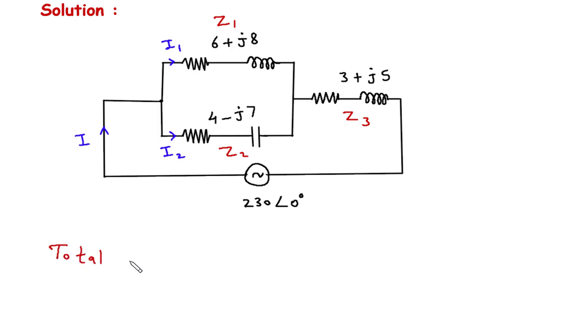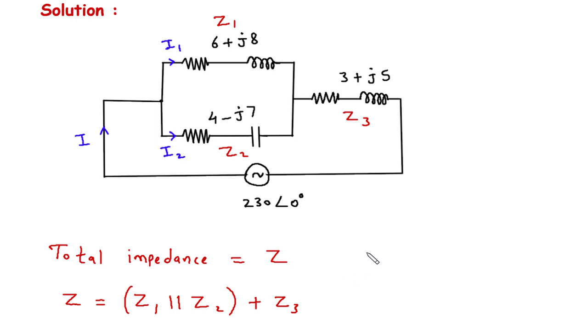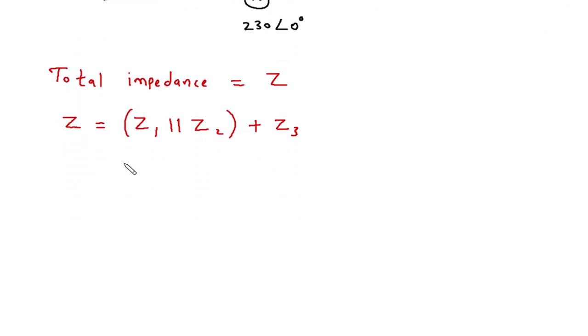So total impedance is equal to Z, and it is equal to, here we can see Z1 and Z2 are connected in parallel. So Z1 parallel with Z2 and both are in series with Z3. So plus Z3. So now this will be Z1 into Z2 divided by Z1 plus Z2, plus Z3.